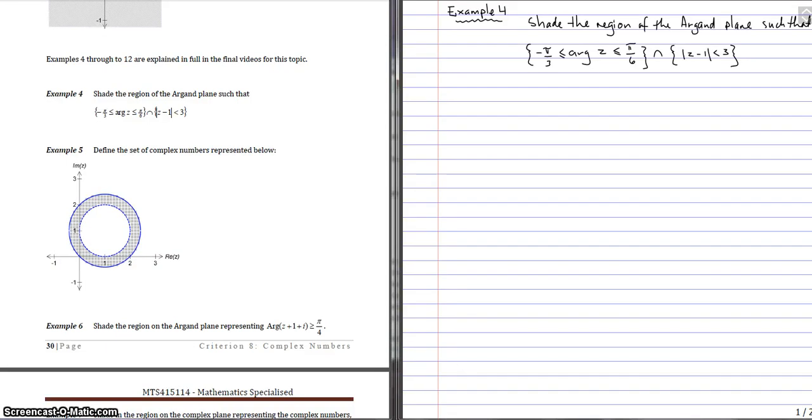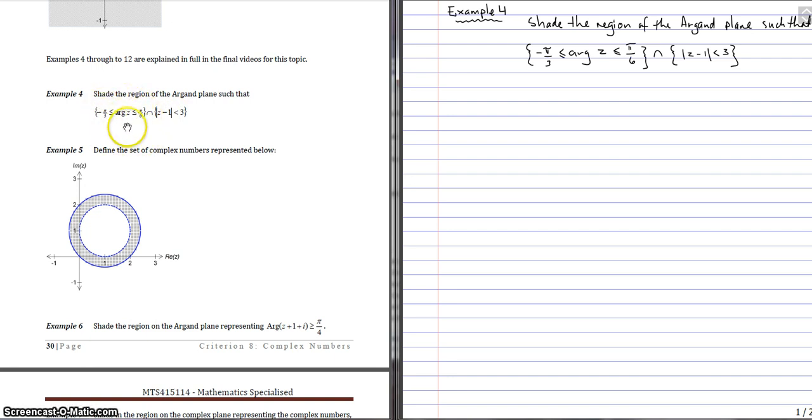Right, now we're working through these last few examples on regions in the Argand plane, and the first of those is example number 4, as we can see here, and that is to shade the region of the Argand plane such that arg z is between these two angles, negative pi on 3 and pi on 6, and then you've got this funny symbol here which means intersection, and this region here which is the absolute value, or the modulus of z minus 1 is less than 3.